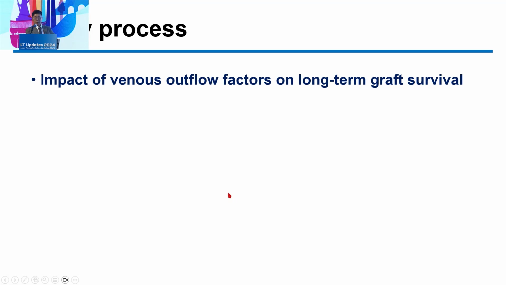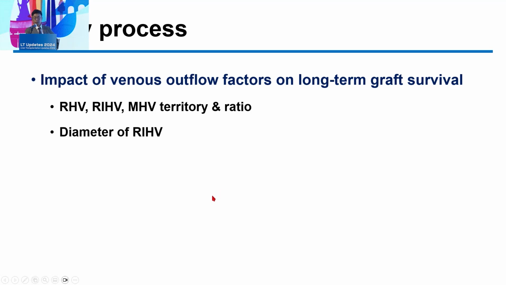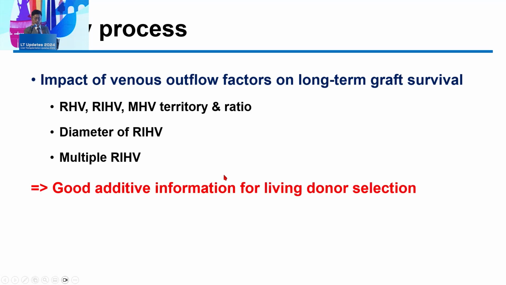So we are analyzing the impact of venous outflow factors, such as the various hepatic venous outflow territories, and the calculated ratios, diameter, and multiplicity of the right inferior hepatic vein on long-term graft survival of right LDLT. So we are expecting our result will provide good additive information for living donor selection.